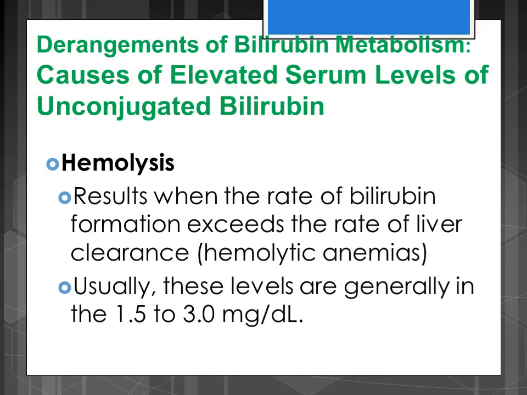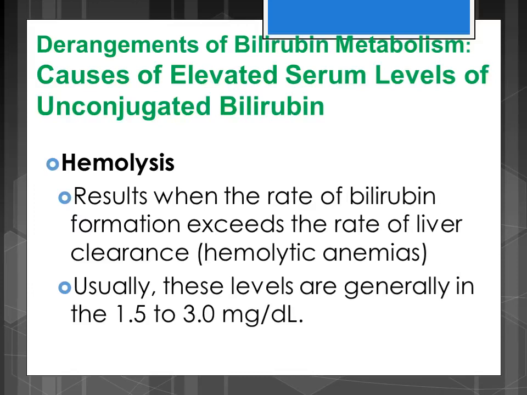First on the list for the causes of elevated serum levels of unconjugated bilirubin, or the indirect bilirubin, we have hemolysis. The increased level of unconjugated bilirubin due to hemolysis results when the rate of bilirubin formation exceeds the rate of liver clearance, and this occurs in hemolytic anemia.